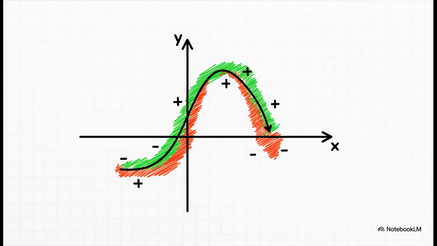Let's see this in action. Look at the green sections. That's where our compass, the first derivative, is positive, and the function is going up. And then in the red sections, that's where the derivative is negative, sending the graph right back downhill.